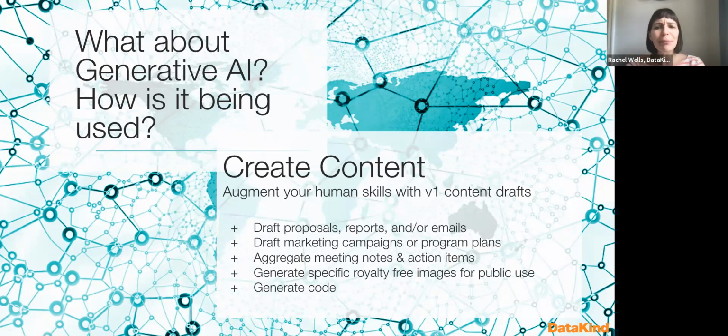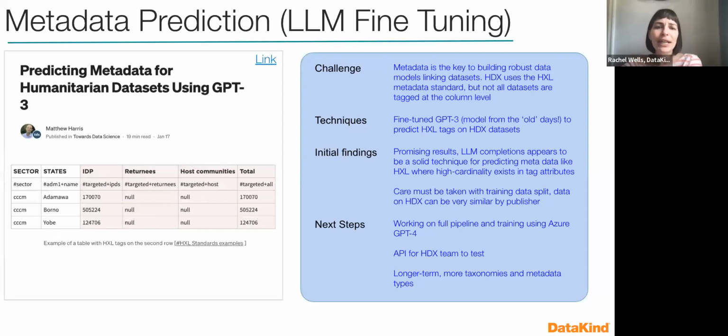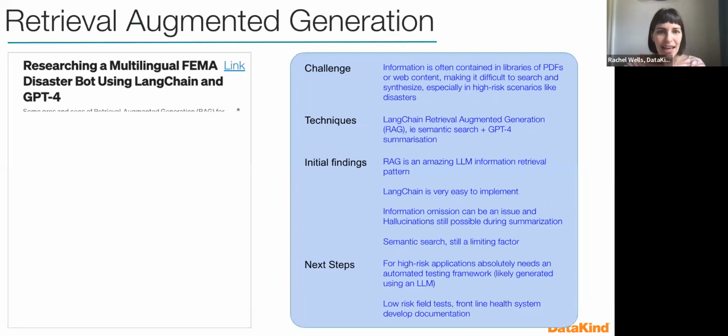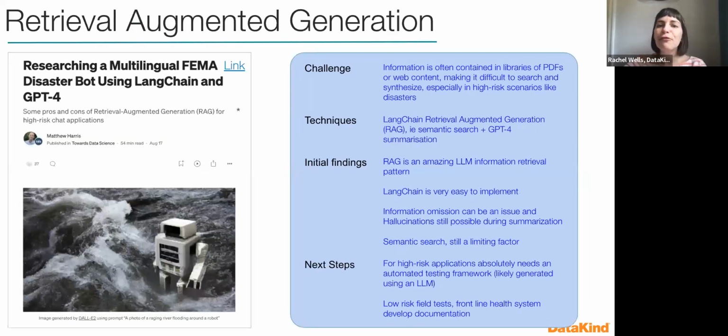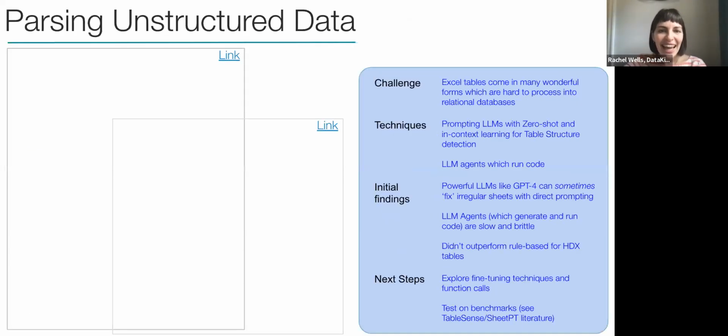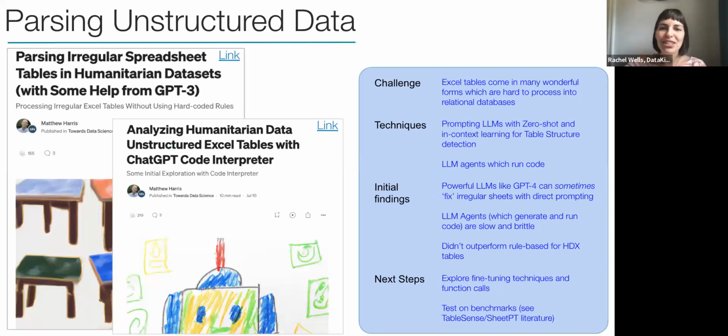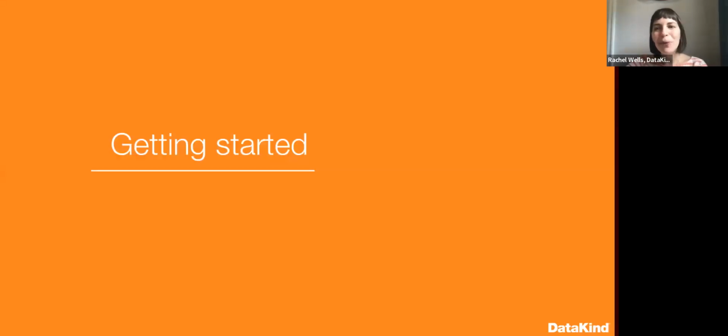So for example, DataKind is predicting metadata to help fill data gaps for humanitarian response providers. DataKind's also retrieving information quickly to address high-risk disasters. And we're parsing unstructured data for use by Save the Children. There'll be links in the chat for blog posts on the technical side of things for how to do all those things, and more coming soon on what that might look like.